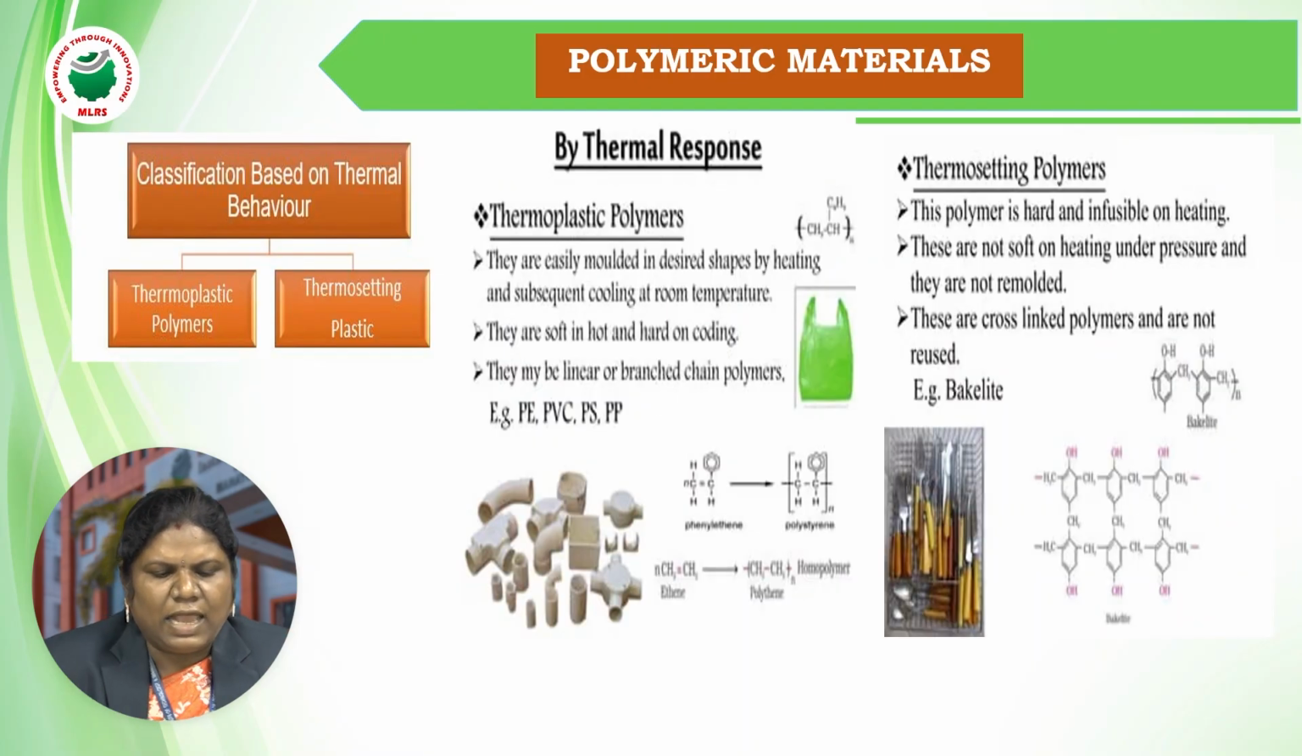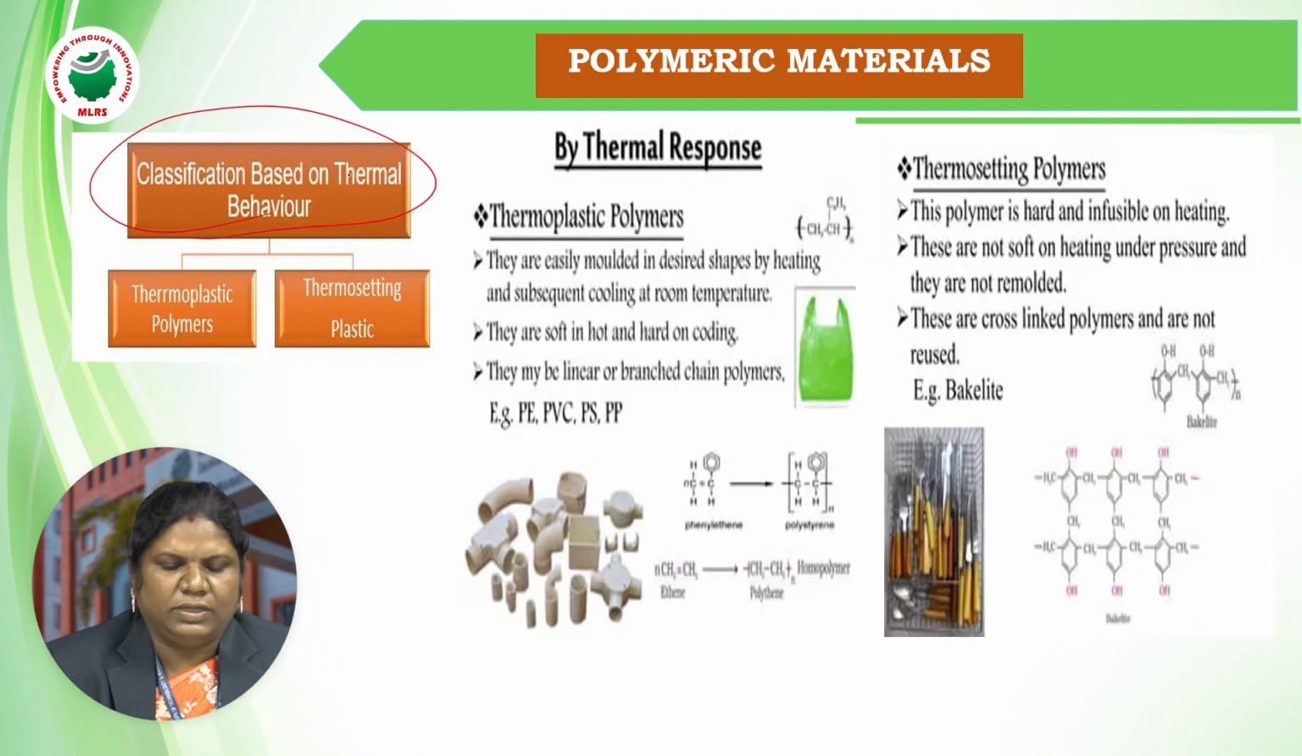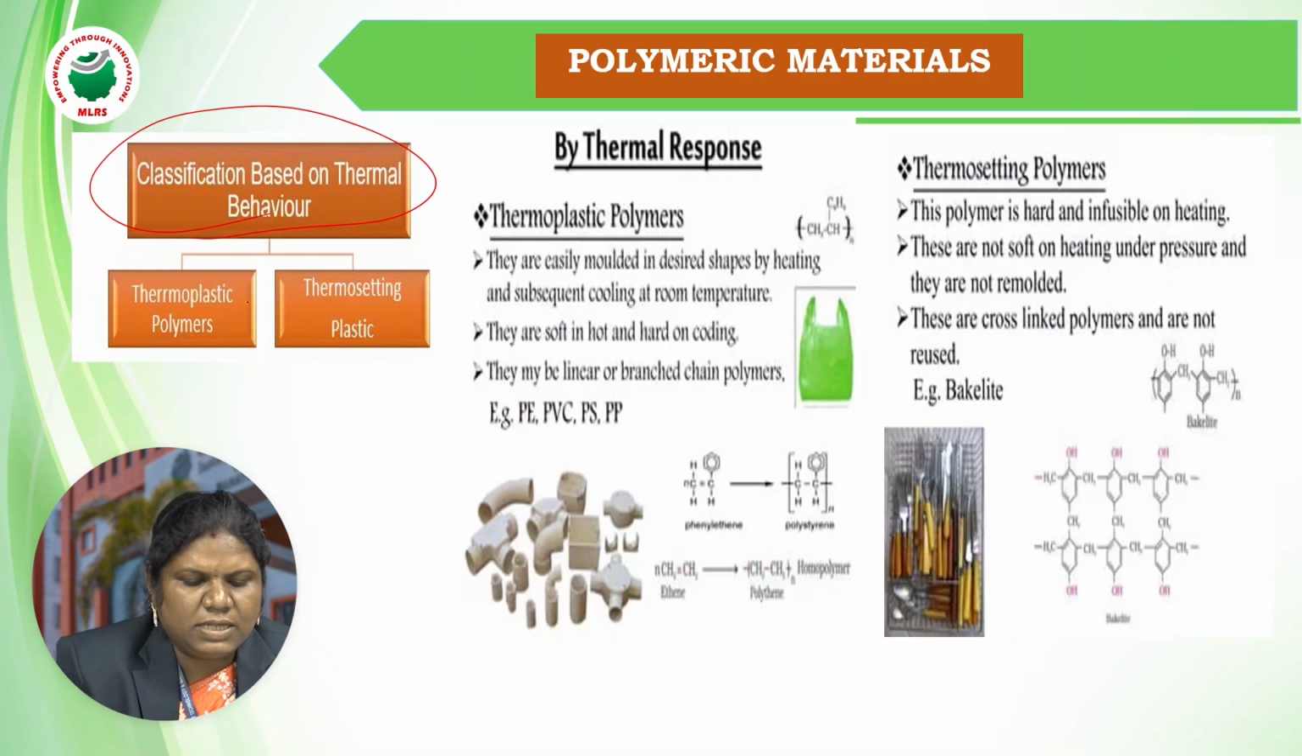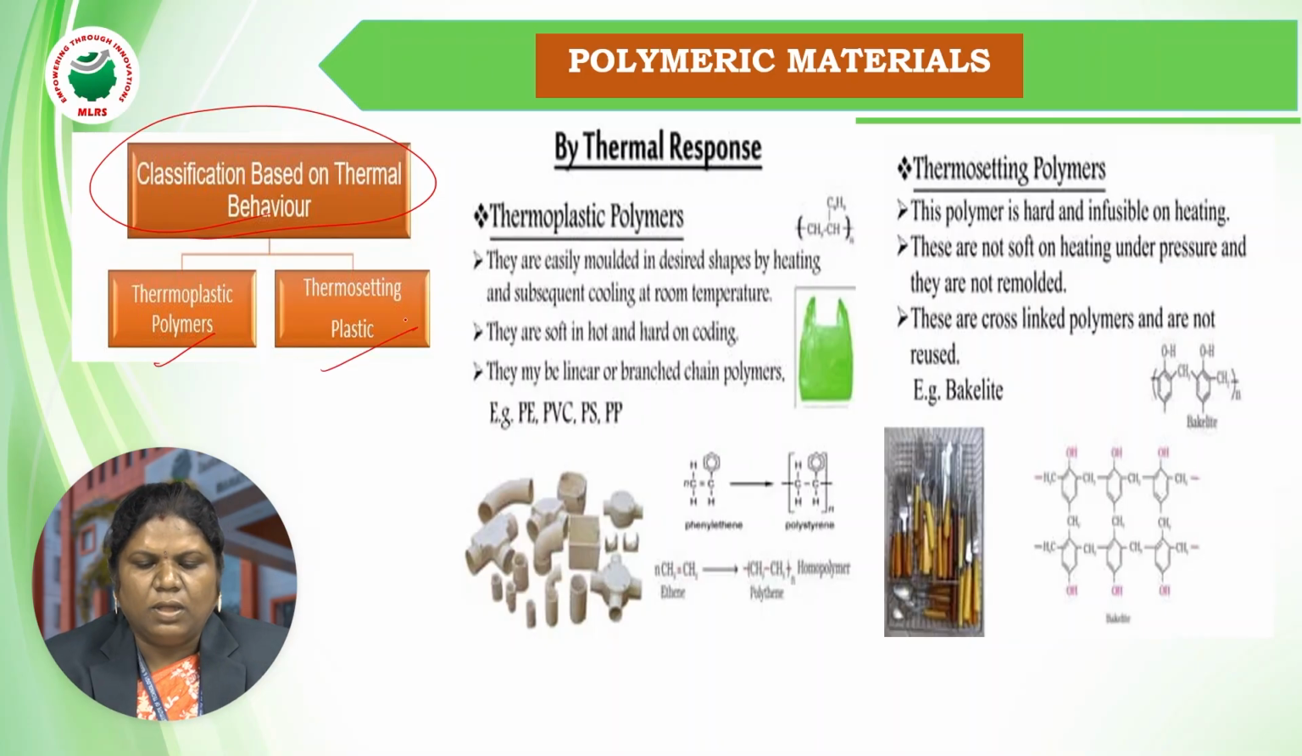And next, classification based on the thermal behavior. Thermal behavior means how they will respond to the heat. They are classified as thermoplastic polymers and thermosetting polymers. First, we will see the thermoplastic polymers. Thermoplastic polymers are easily molded into desired shape by heating and subsequent cooling at room temperature.